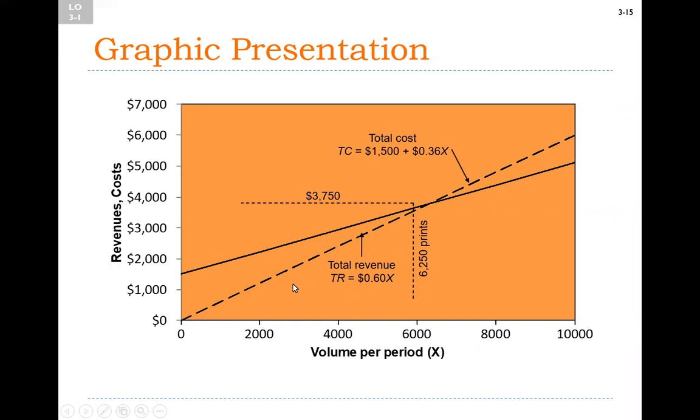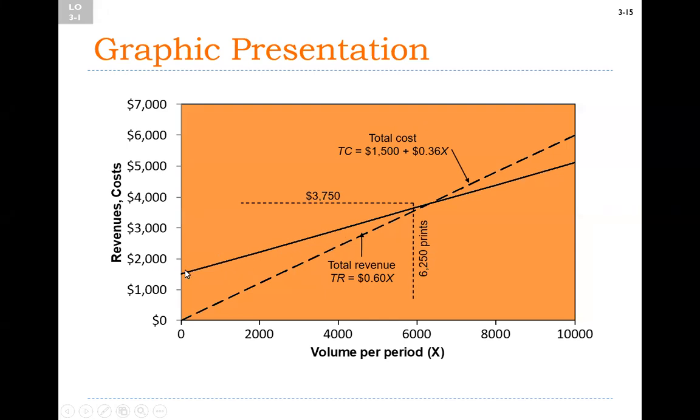How can I tell the difference between the two? Well, for total revenue, and that's my dash line here, I know that this is my total revenue line because when I sell no units, I make no money, so I have no revenue. So I'm starting off at 0, 0. And notice that we continue to move up on this line as we sell more units. It makes more sense. The more units I sell, the more revenues I'm going to have.